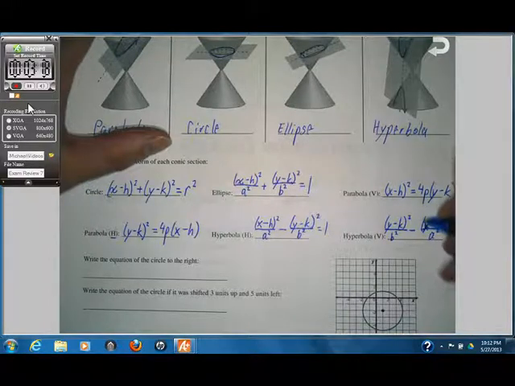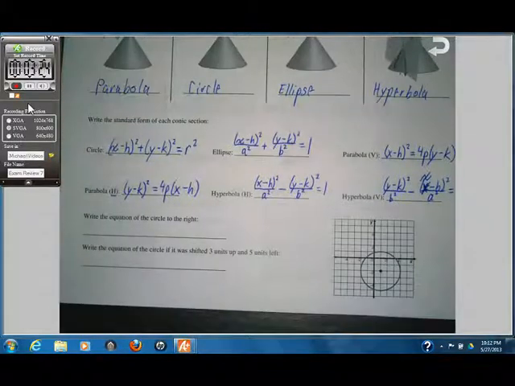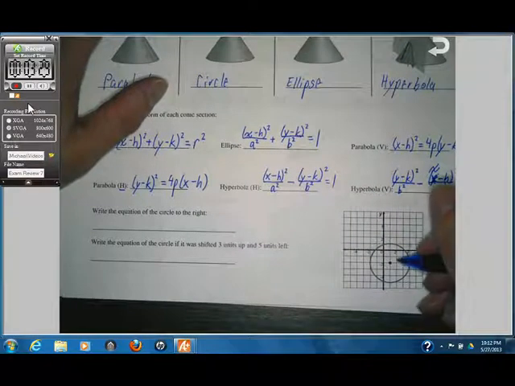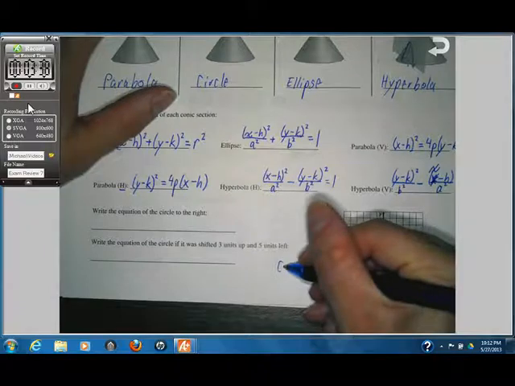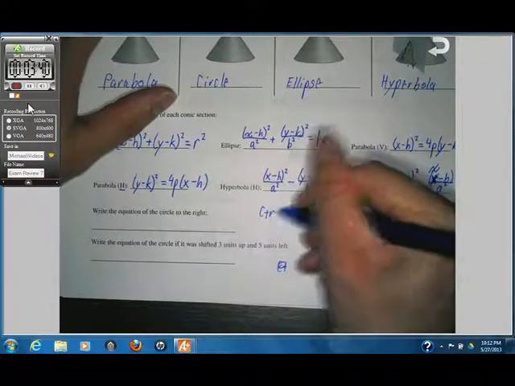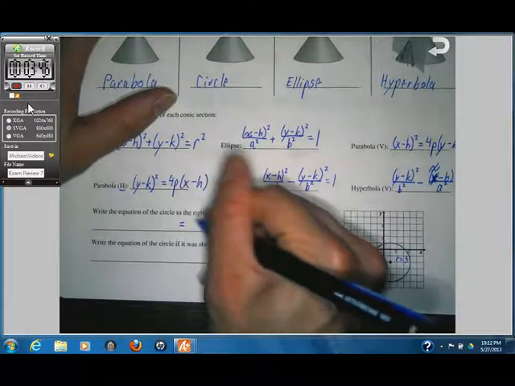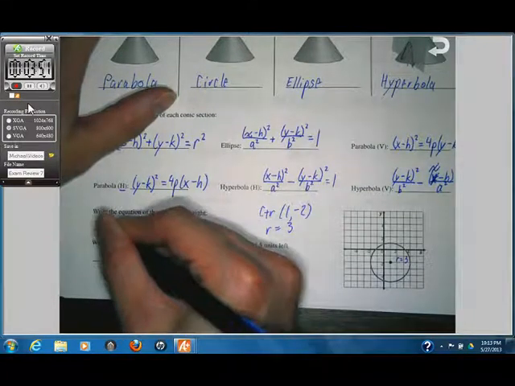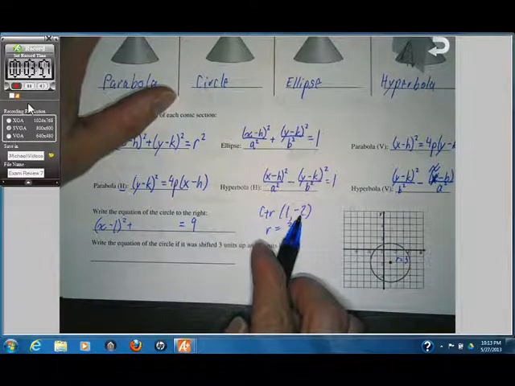Okay, so let's write the equation of the circle over to the right. We know that our radius is equal to 3, and we have found our center point at 1, negative 2. Our radius is 3, and so we're going to square our radius, and that's 9. So we have x minus 1 squared plus y minus negative 2, which is the same as y plus 2 quantity squared. And that's how you write the equation of the circle.